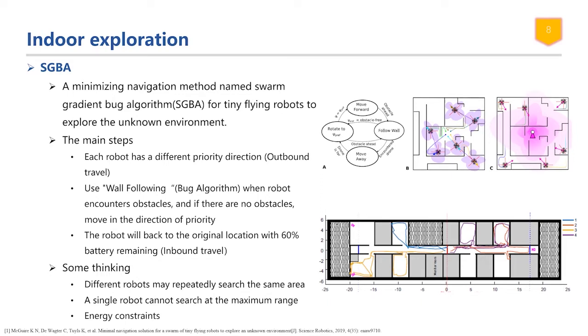Thirdly, the robot will go back to the original location with 60% battery remaining. This process is called inbound travel, but the SGBA still has some shortcomings. For example, different robots may repeatedly search the same area, and a single robot cannot search at the maximum range because of energy constraints.